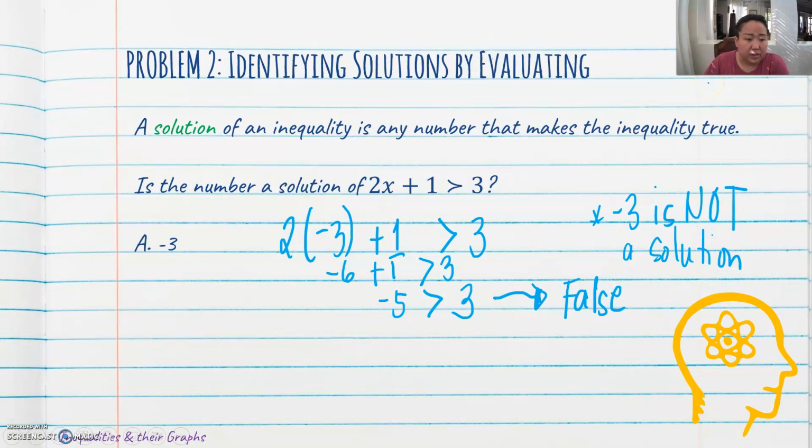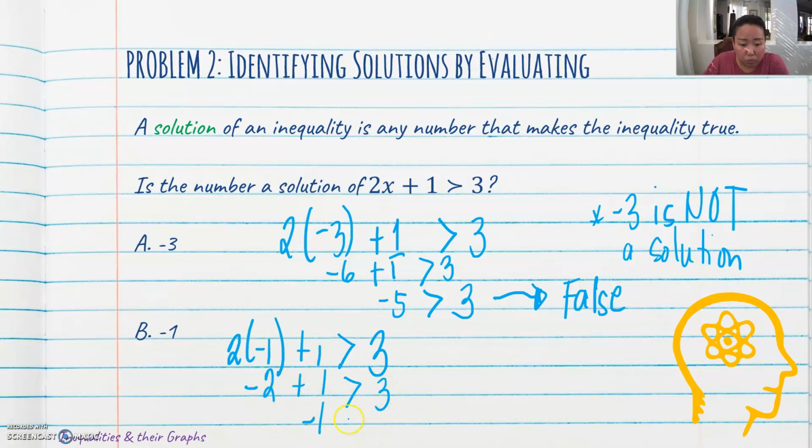Let's have the next example, -1. Again, we just replace the value of x, so that will be 2 times -1 plus 1. Is it going to be greater than 3? This will now be 2 times -1, that's -2, plus 1. Is it greater than 3? Is -1 greater than 3? Again, this is false, and so it is not a solution.